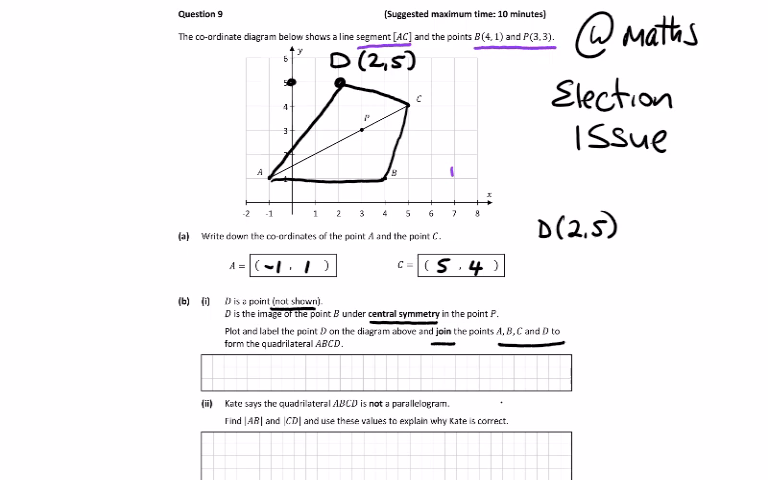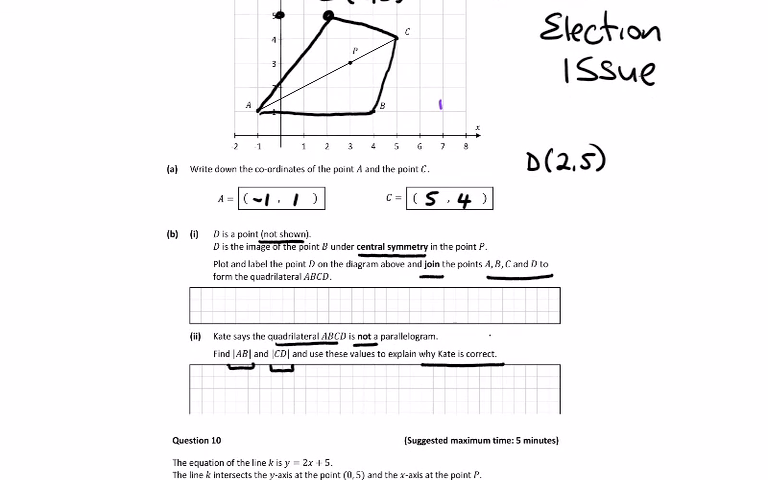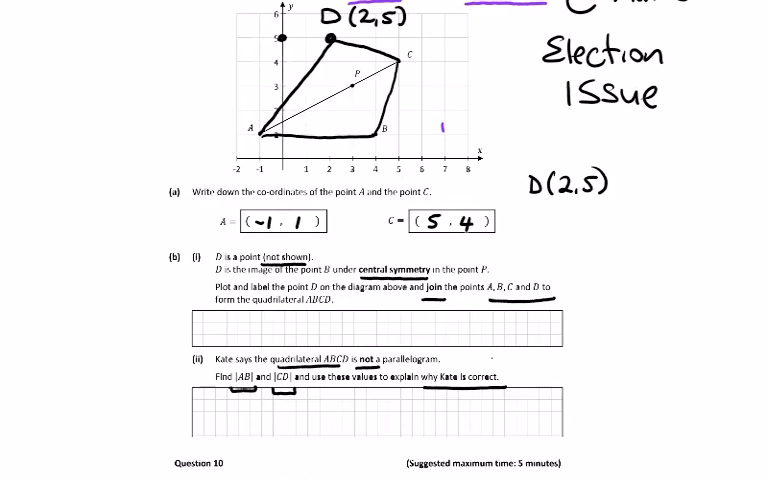So what's happening next? Kate says that the quadrilateral is not a parallelogram, so opposite sides would be equal in measure. So we're asked to find AB and CD and use these values to explain why Kate is correct. So this goes back to your basics of finding the lengths of lines. So AB, we can see it's just a flat run from A to B. A is here and B is here, so no right angle triangle required. We're just going from -1 all the way to 4. So the length of AB is equal to 5 units.